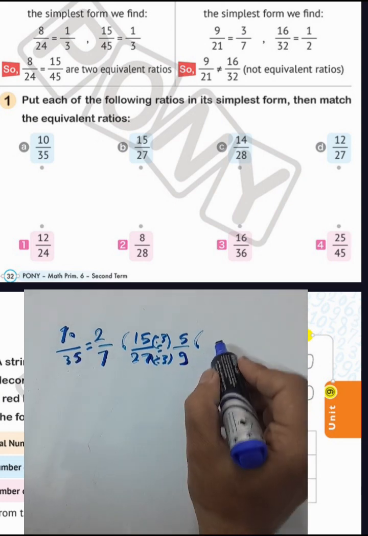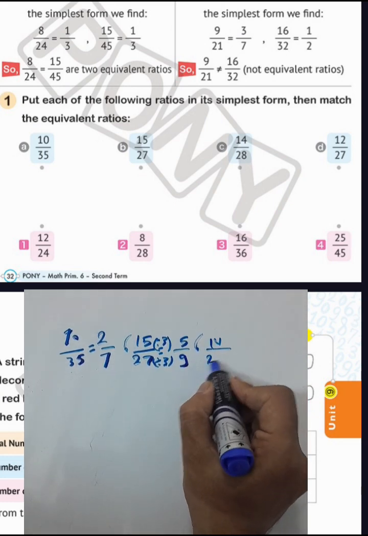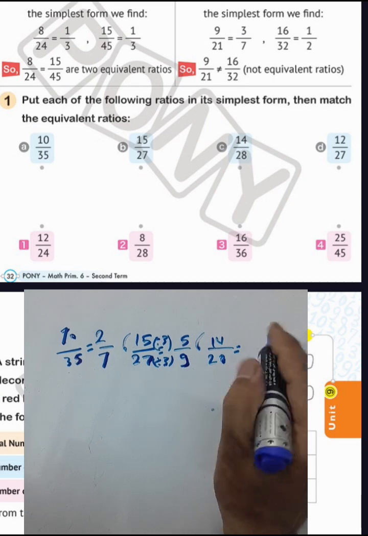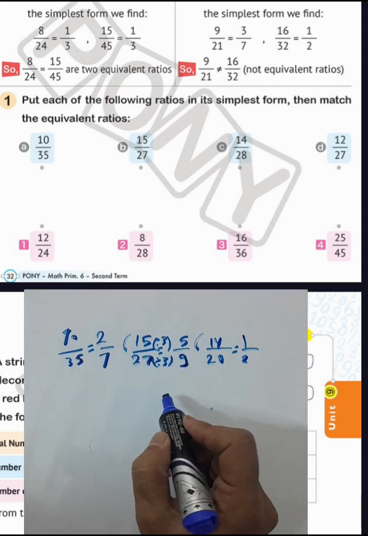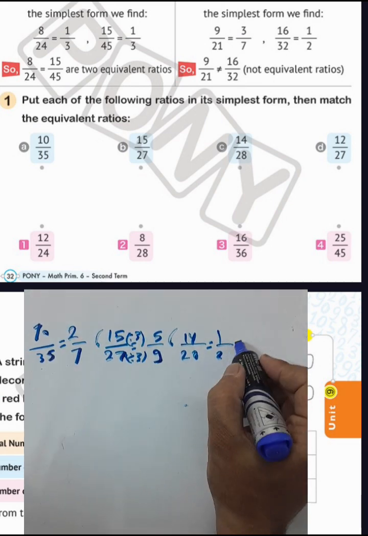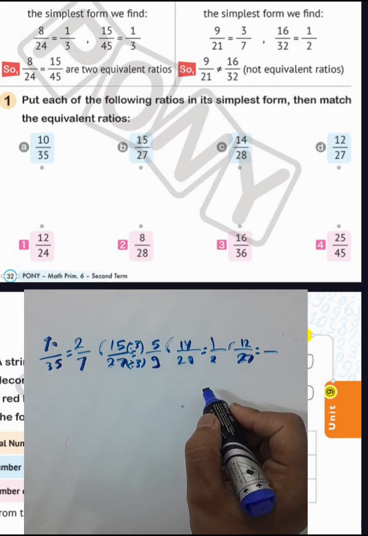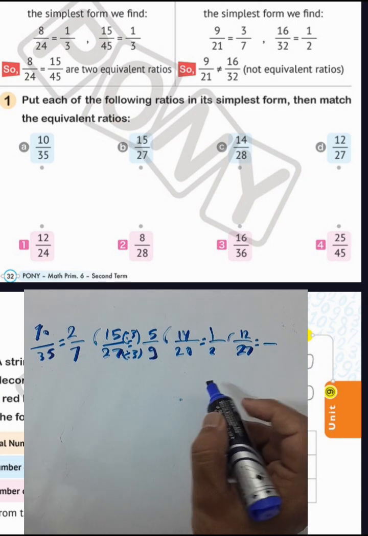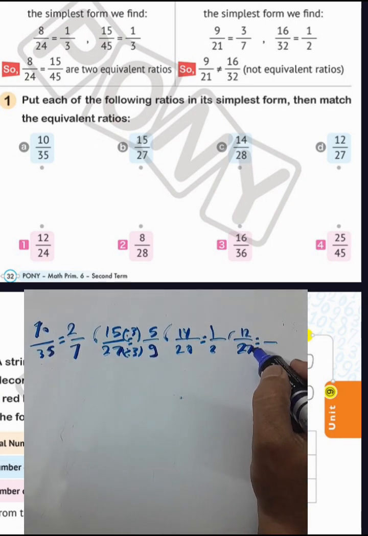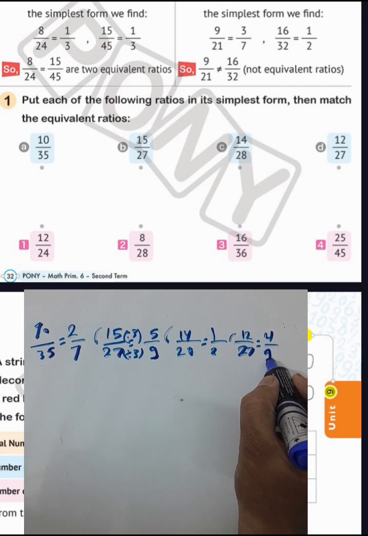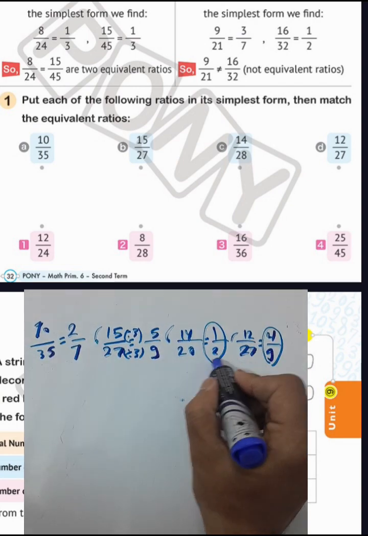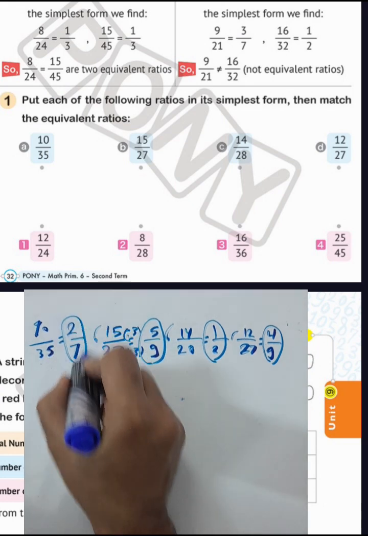And what about 14 over 28? We know 14 is half of 28, then the ratio will be 1 over 2. And what about the last one? 12 over 27, we can simplify this fraction by dividing the numerator and denominator by 3, because 3 is the highest common factor between the two numbers. 12 divided by 3 equals 4, and 27 divided by 3 will be 9. Then we have 4 over 9, and here 1 half, and here 5 over 9, and 2 over 7.